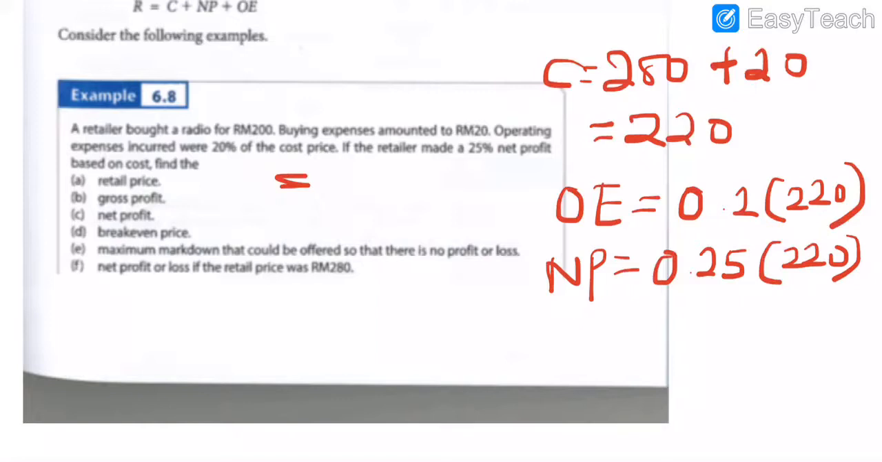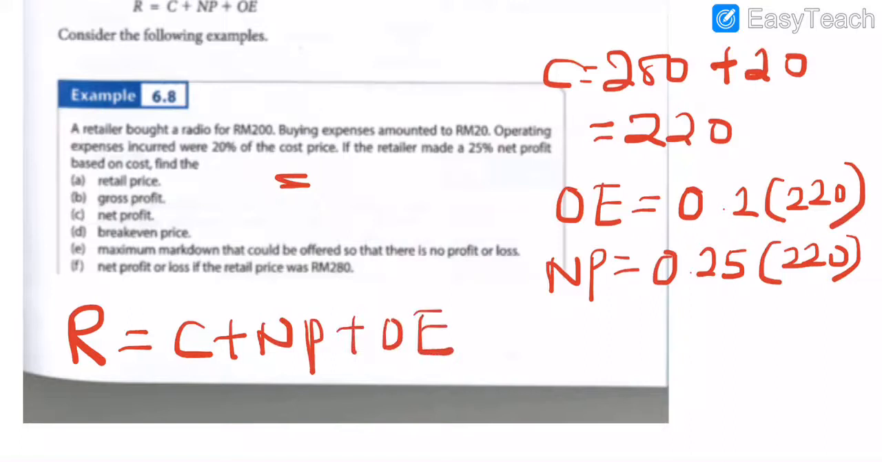So this question here, which formula you should use? Look at here, you have operating expenses, you have net profit. Okay, for sure you have to use this formula, C plus NP plus OE. Okay, so you can find what is your retail price. Then the second one, gross profit. Gross profit is actually NP plus OE, which is actually your M here. Then the third one is your net profit here.